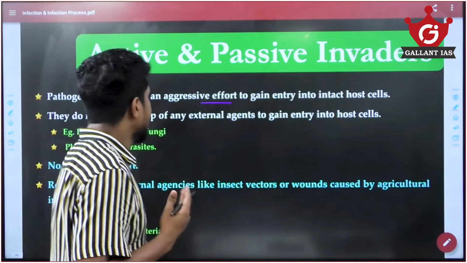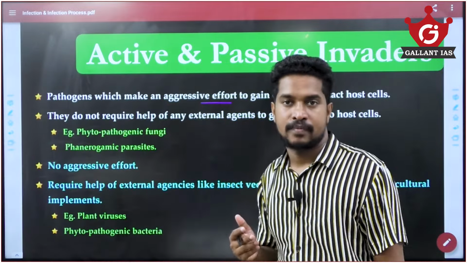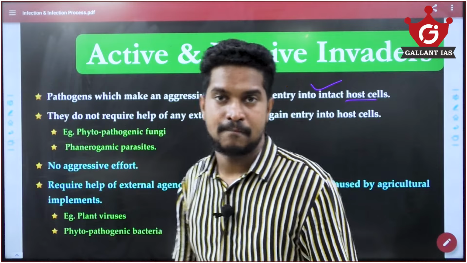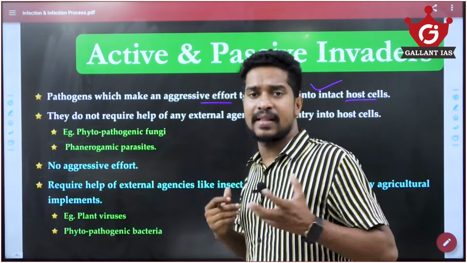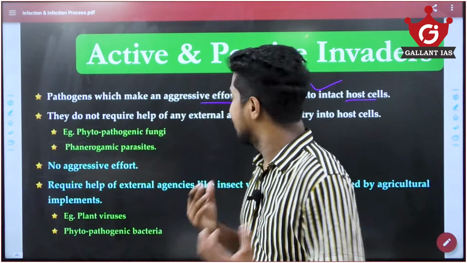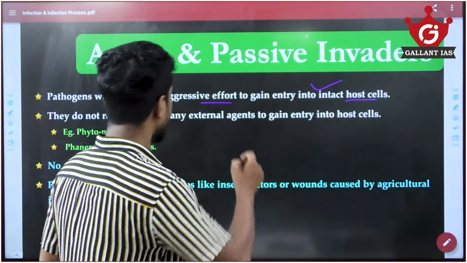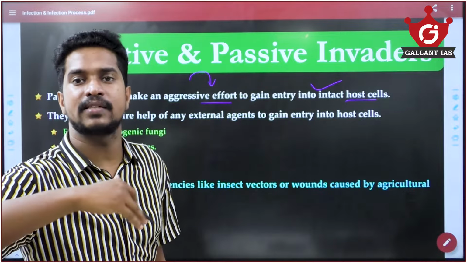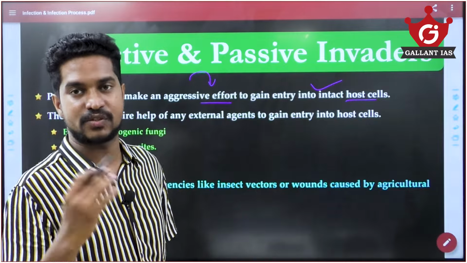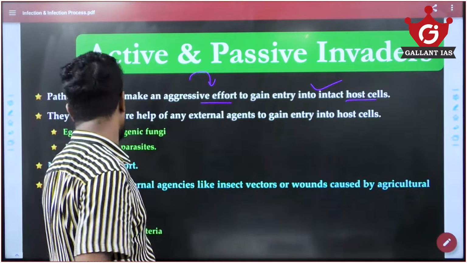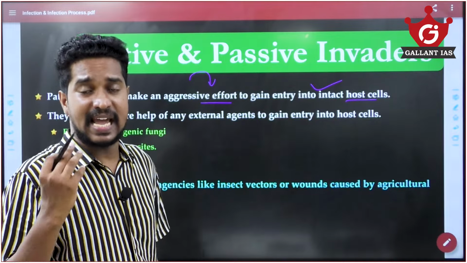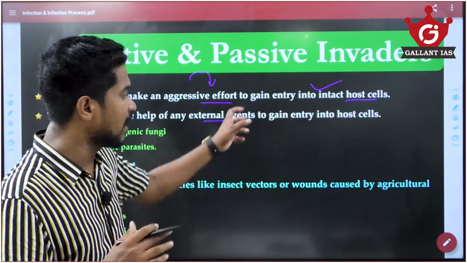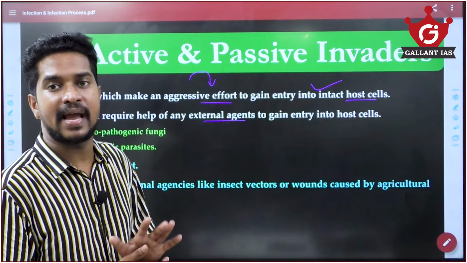Active invaders are pathogens which make an aggressive effort to gain entry into the host cell or tissues. That is what we call active invaders. And the other thing is that active invaders do not require any external agents to gain entry into the host cells.